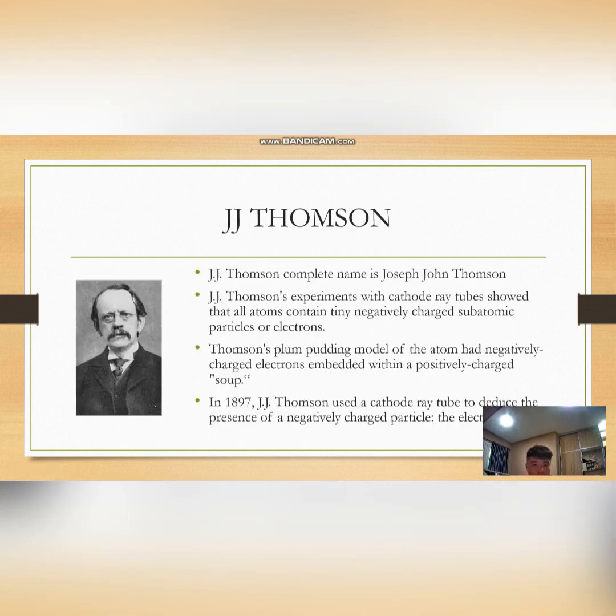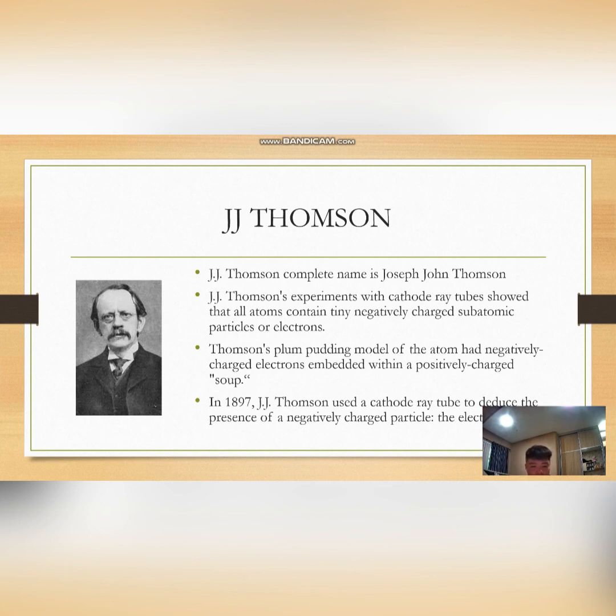The third one is J.J. Thomson. J.J. Thomson's complete name is Joseph John Thomson. J.J. Thomson's experiment with cathode ray tubes showed that all atoms contain tiny negatively charged subatomic particles, or electrons. Thomson's plum pudding model of the atom had negatively charged electrons embedded in a positively charged soup.